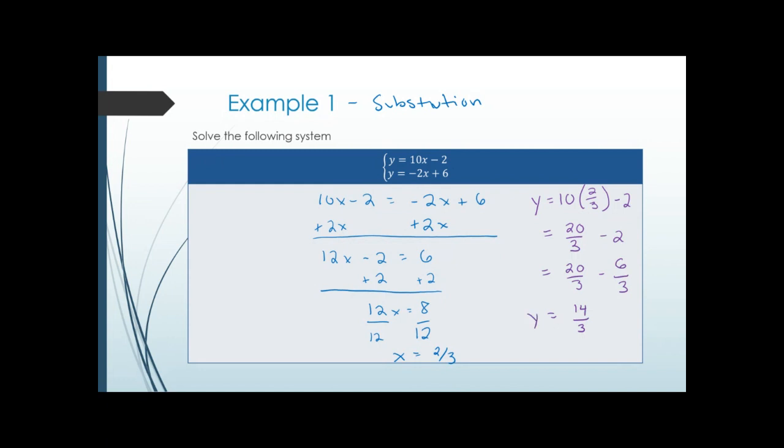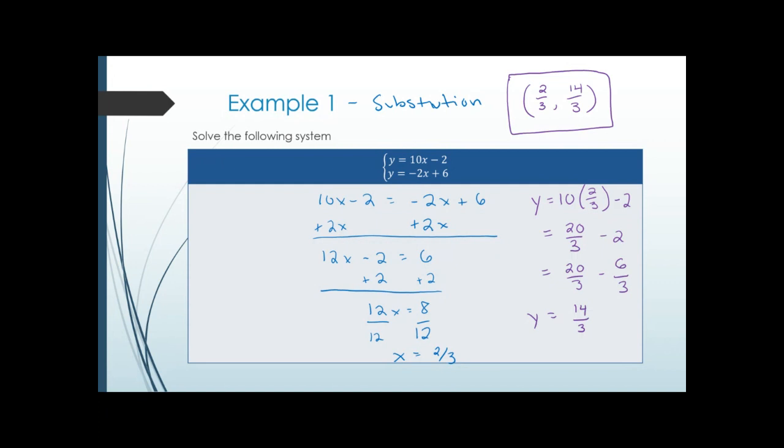So your answer is an ordered pair x comma y. So my answer is 2/3 and 14/3. And so that is the solution. So you can check this by plugging this back into the equation, or you can also check it by graphing.